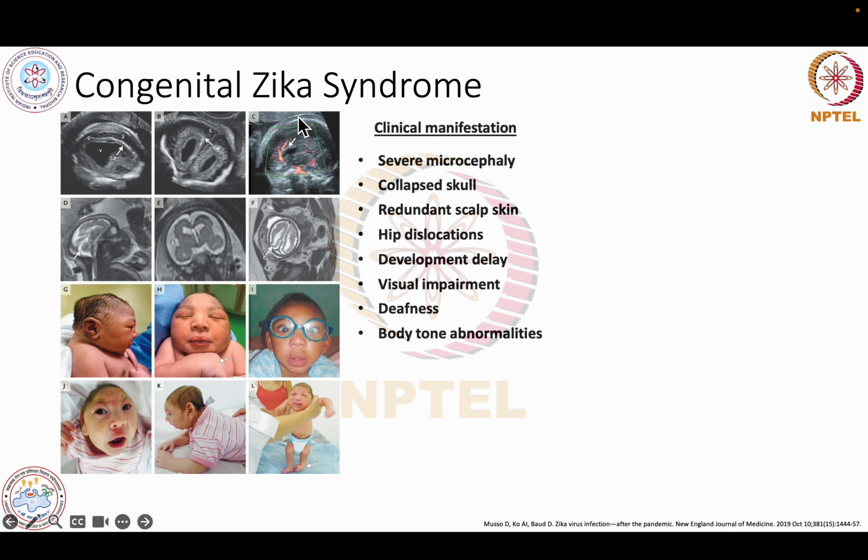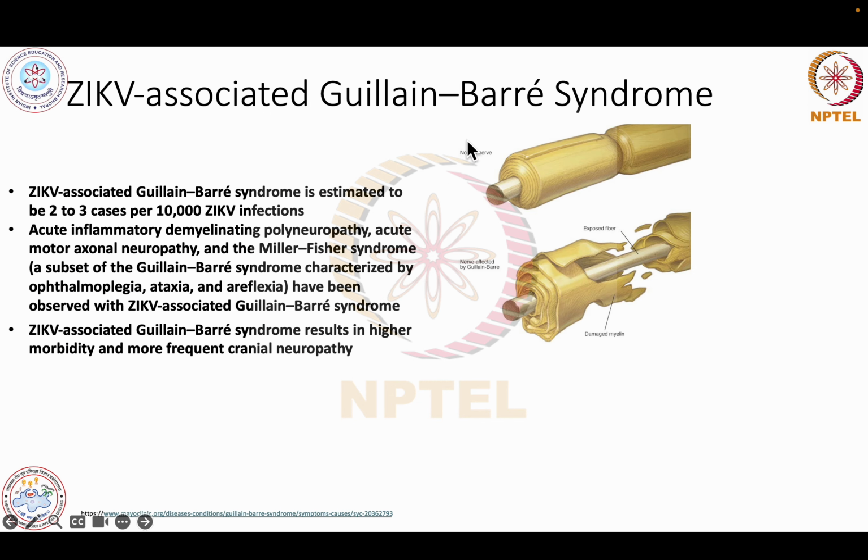So this is congenital Zika syndrome. Clinical manifestations: severe microcephaly, collapsed skull, redundant scalp skin, hip dislocations, developmental delay. Zika virus associated Guillain-Barré syndrome is estimated to be 2 to 3 cases per 10,000 Zika infections. Acute inflammatory demyelinating polyneuropathy, acute motor axonal neuropathy, and Miller-Fisher syndrome have been observed with Zika associated Guillain-Barré syndrome.